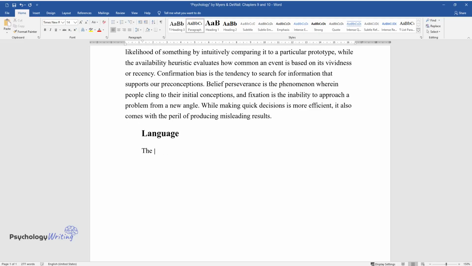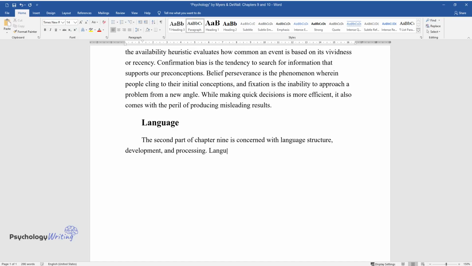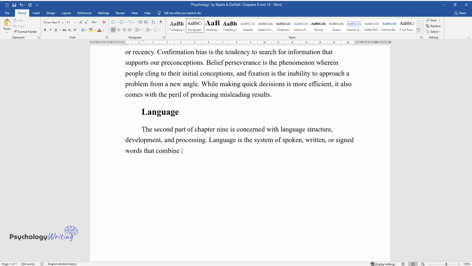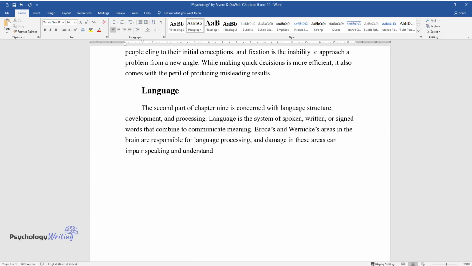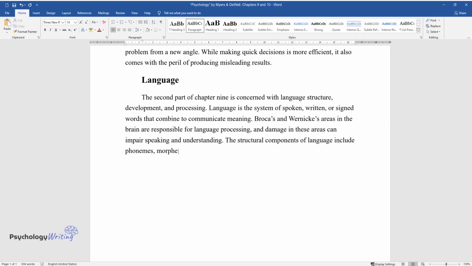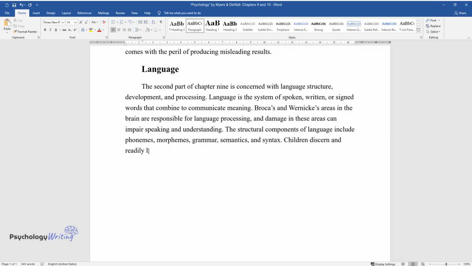Language. The second part of Chapter 9 is concerned with language structure, development, and processing. Language is the system of spoken, written, or signed words that combine to communicate meaning. Broca's and Wernicke's areas in the brain are responsible for language processing, and damage in these areas can impair speaking and understanding. The structural components of language include phonemes, morphemes, grammar, semantics, and syntax.